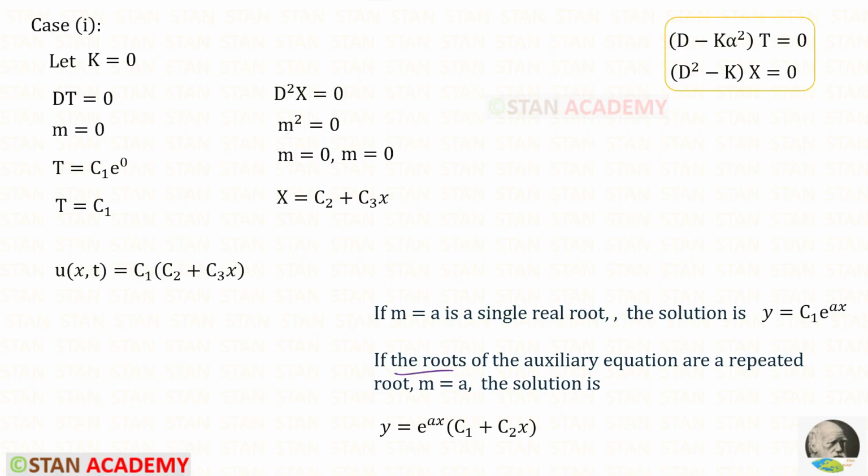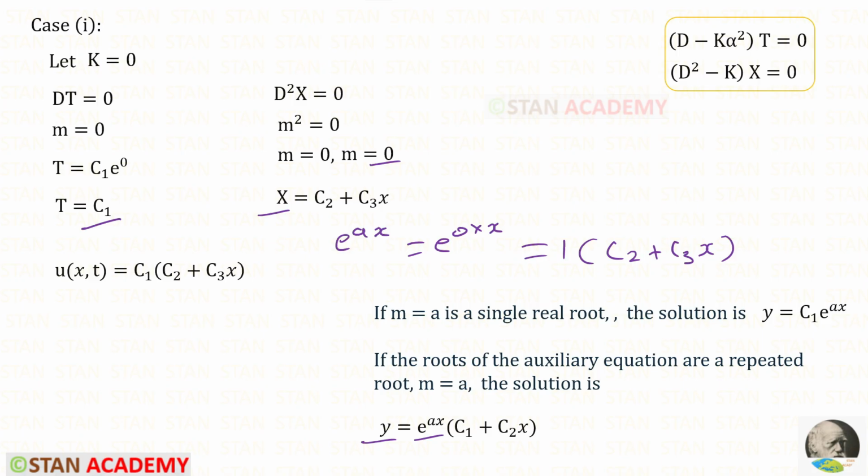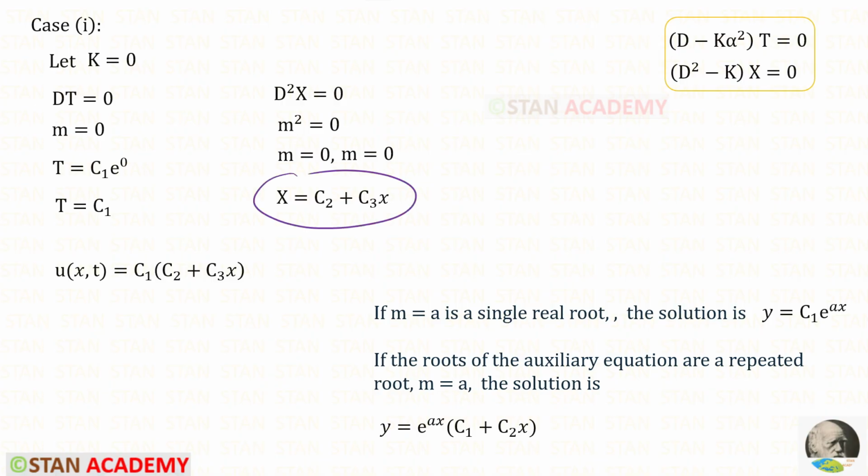If the roots of an auxiliary equation are a repeated root, this is the solution. But we are solving for X, so instead of y, we have to apply x. e^(ax) will be e to the power, here a is 0, so 0 into x, so it will be 1. 1 into (c2 + c3x), because there is already a term c1. So instead of c1 and c2, we can apply c2 and c3. In this way, we will get this solution.